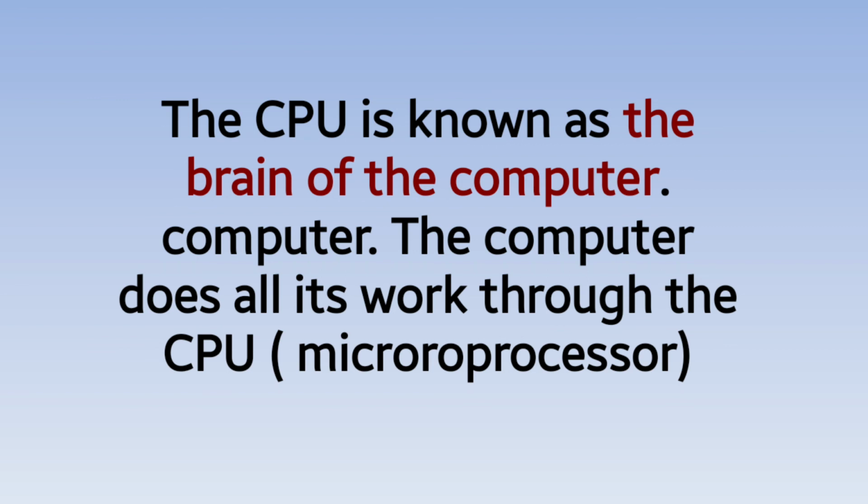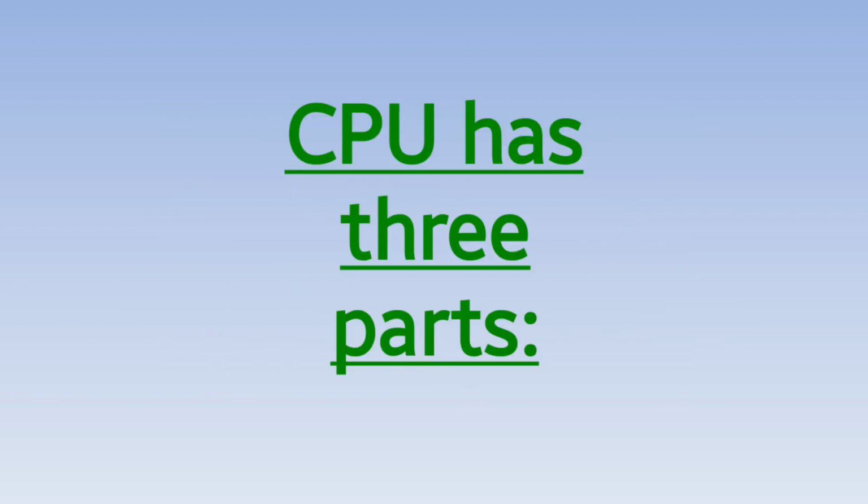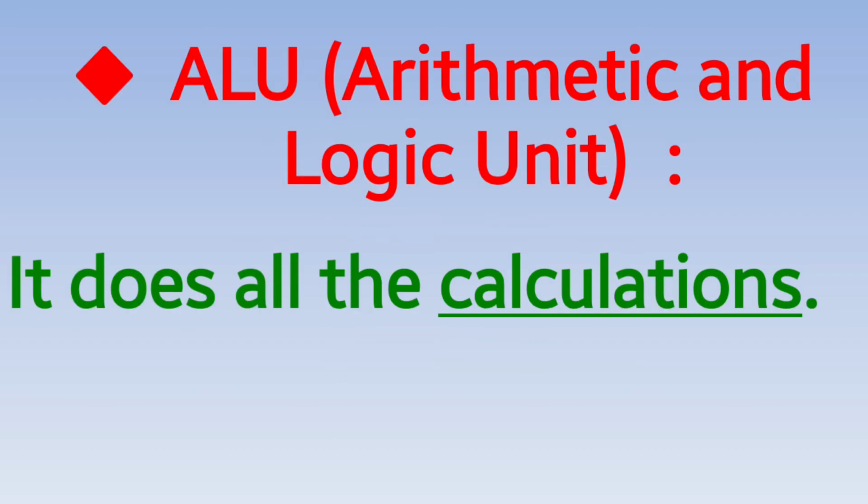Then we learned about the parts of the CPU. CPU has three parts. How many parts does the CPU have? CPU has three parts. First part of the CPU is ALU. Its full form is Arithmetic and Logic Unit. What is its work? It does all the calculations.